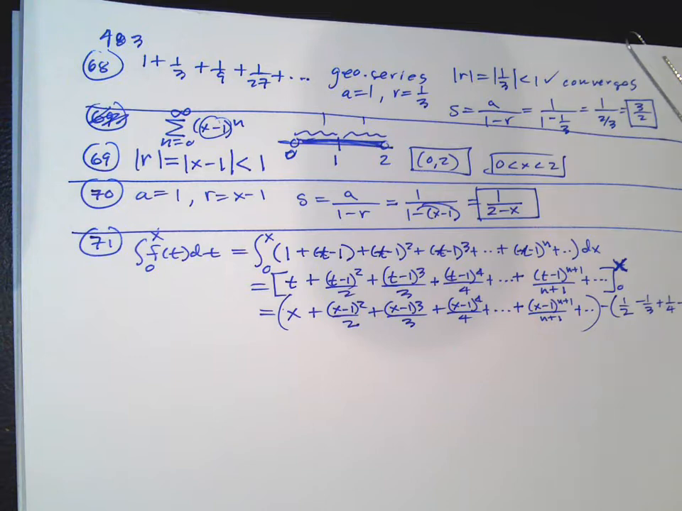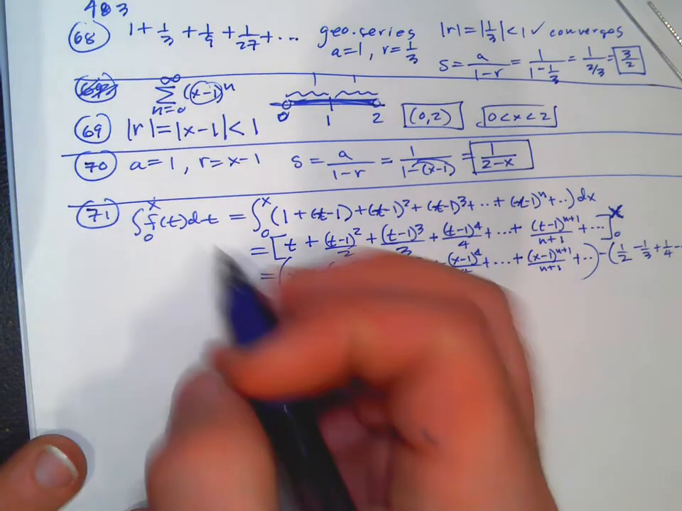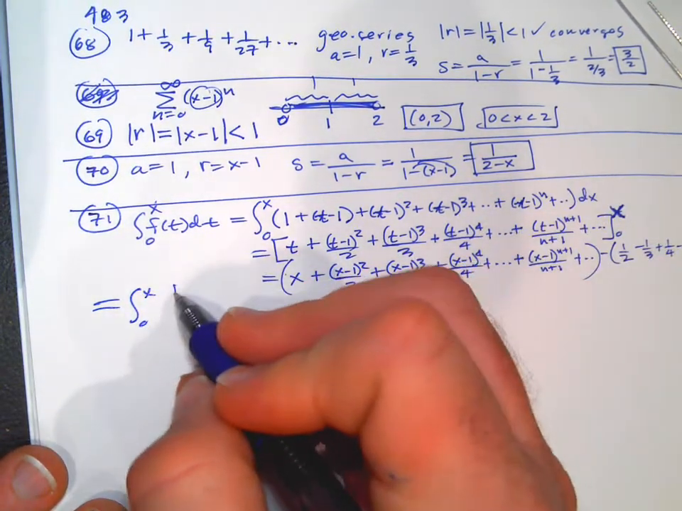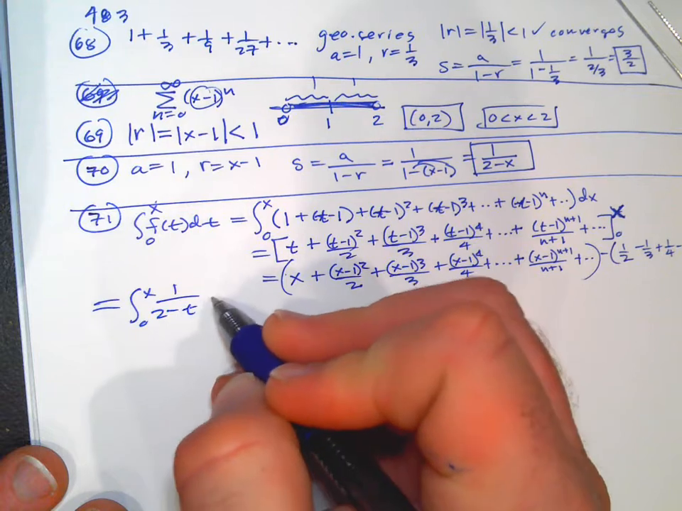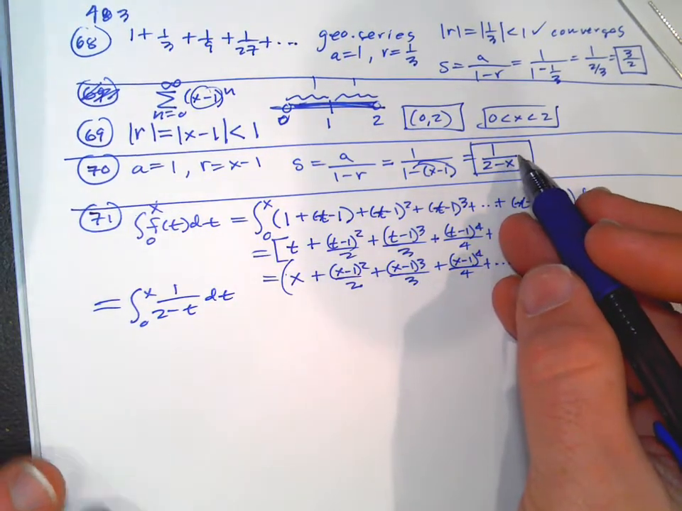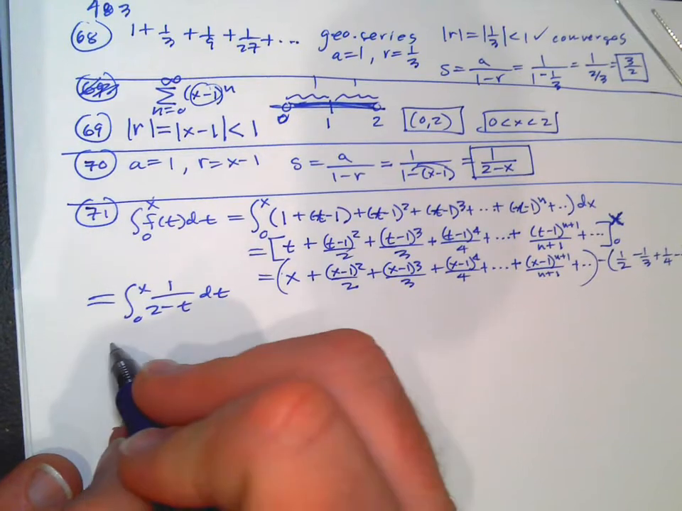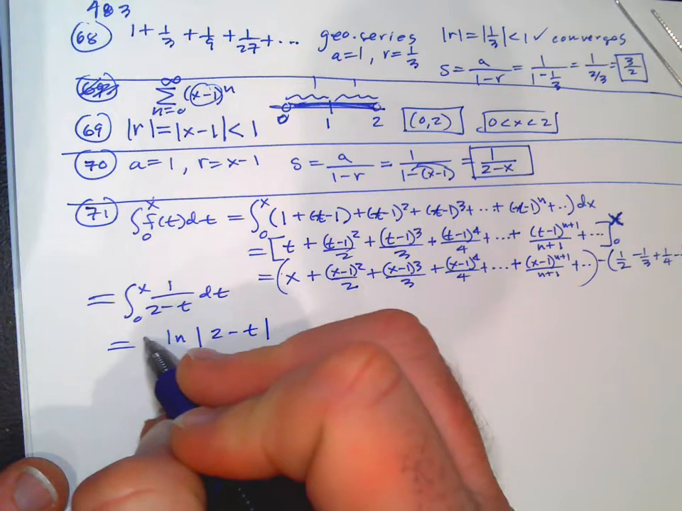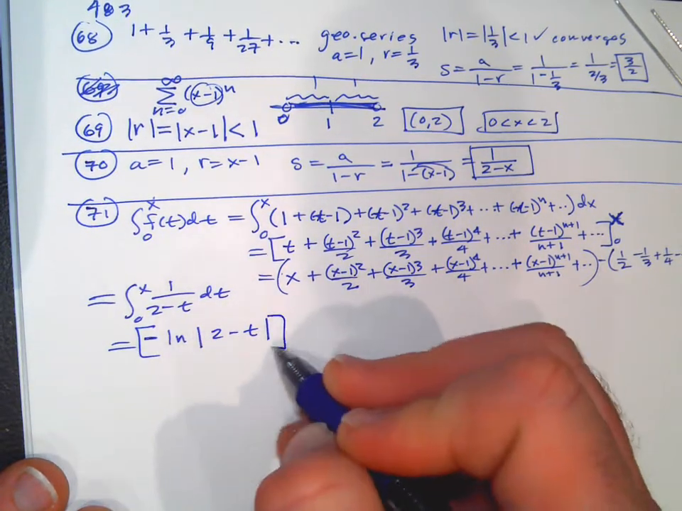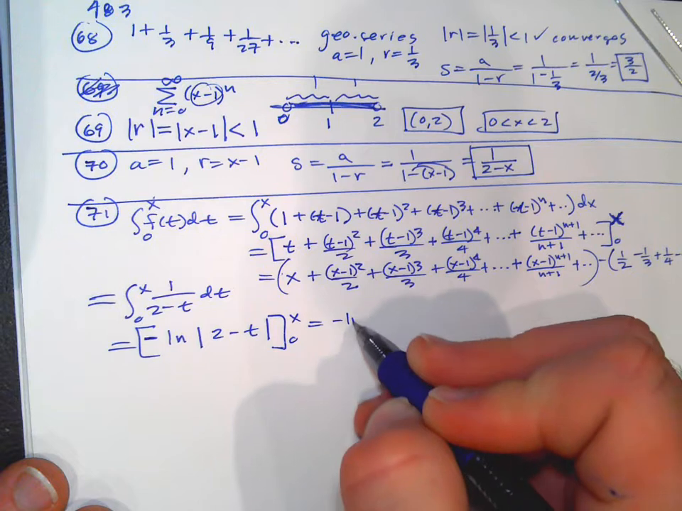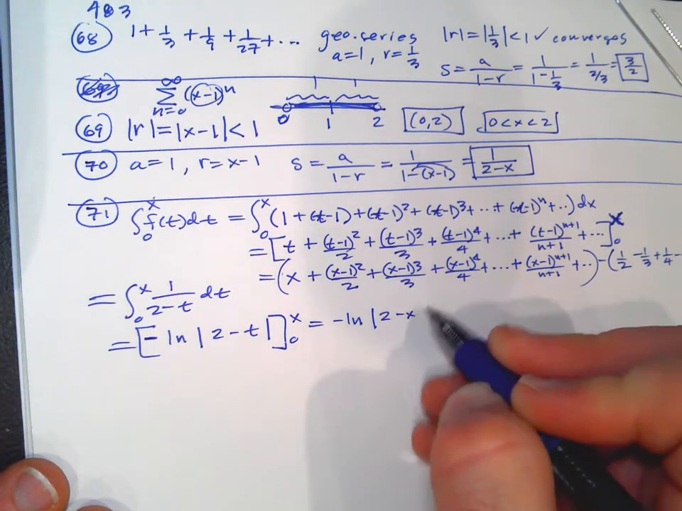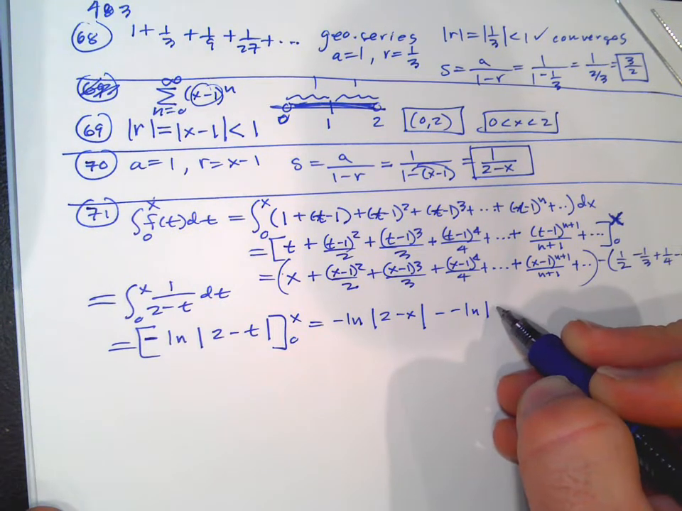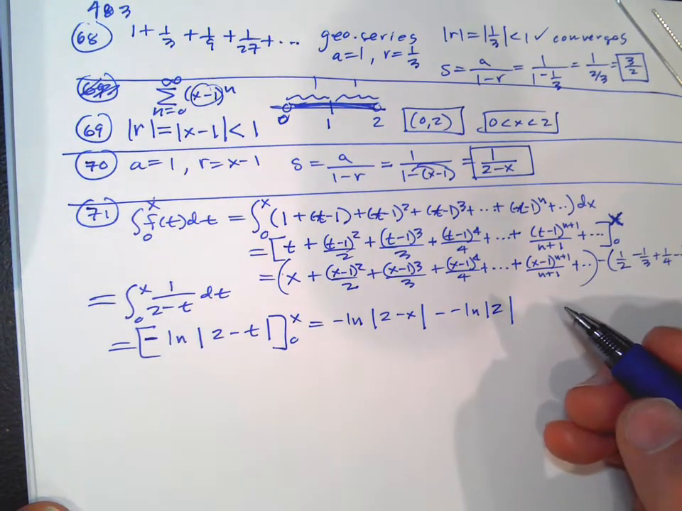Okay, I think I've taken the wrong approach. So what we should do is integrate this guy, right? That's the function we said it was equal to. If we do that, it's going to be natural log of the absolute value of 2 minus t. You need an extra negative because of that. You can plug 0 to x in, so it's going to be natural log of the absolute value of 2 minus x minus negative natural log of the absolute value of 2, right?